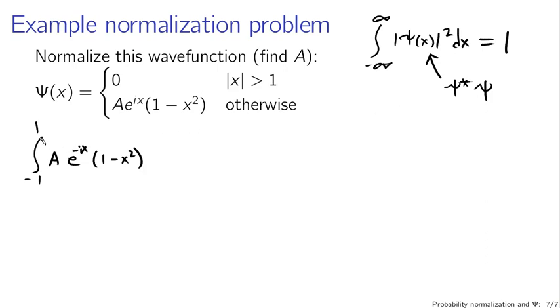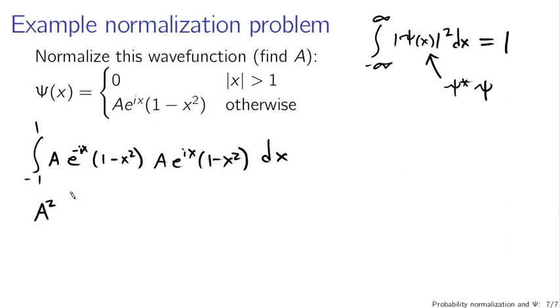Now, I haven't complex conjugated a, because part of the assumption about normalization constants like this is usually that you can choose them to be purely real. So I'm not going to worry about taking the complex conjugate of a just to make my life a little easier. Psi, well, that's just right here, a e to the ix times 1 minus x squared. And I'm integrating dx. This is psi star, this is psi, integral dx from minus 1 to 1, should be equal to 1.